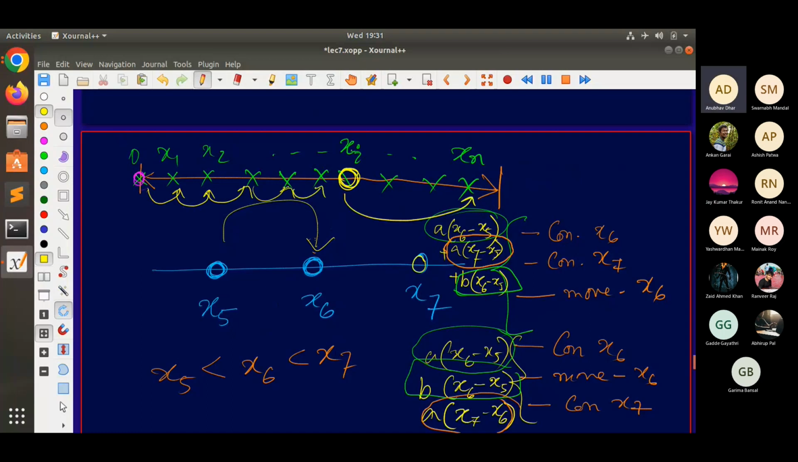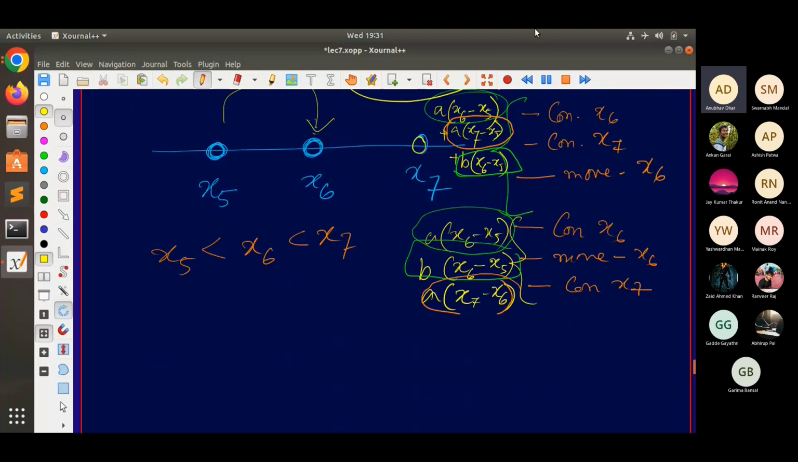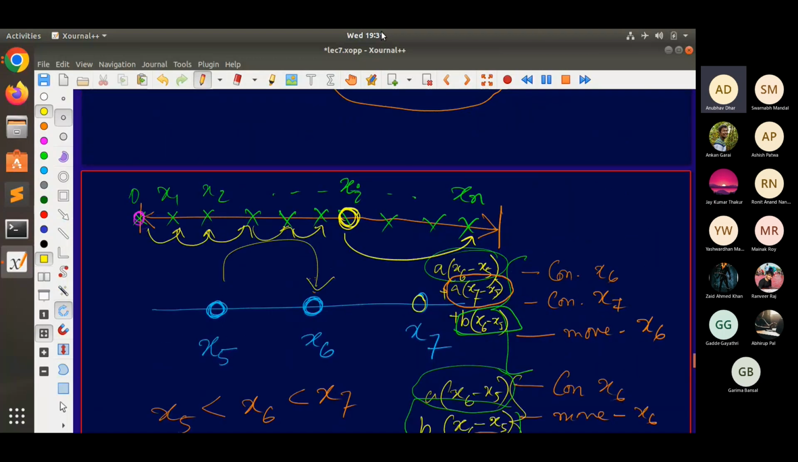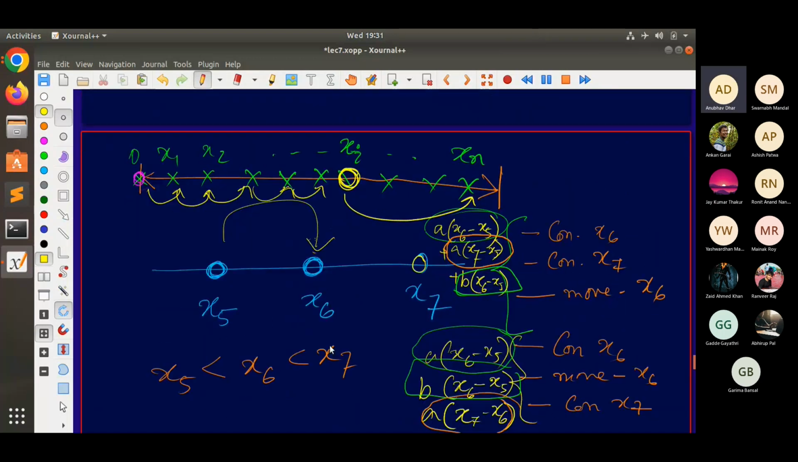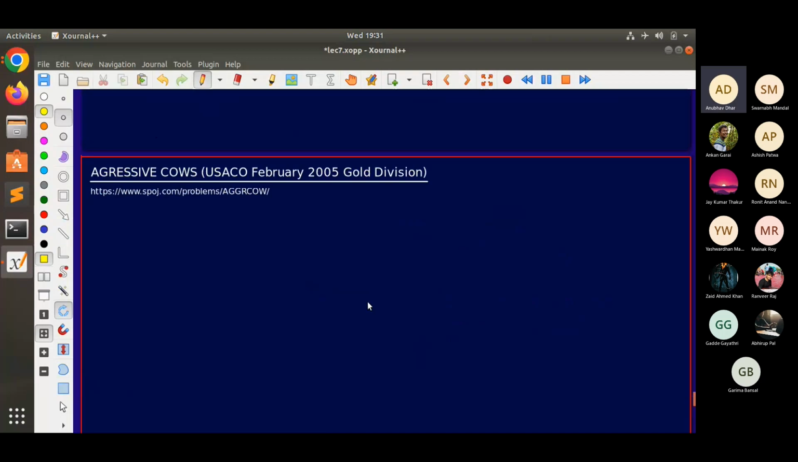But this xi is not known yet. So what you can do is iterate over all xi and do some math to get this particular cost in constant time. I'll leave that to you as we are currently running a bit late. We are currently past the end time. Well, I had another problem in mind that I wanted to cover, but okay.